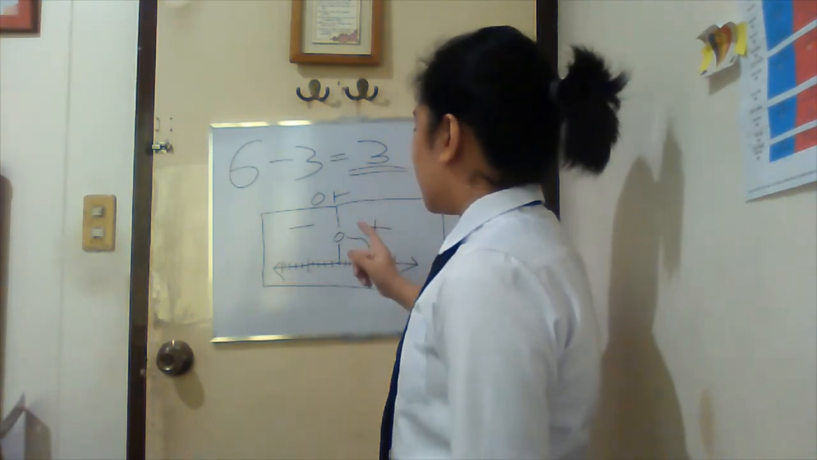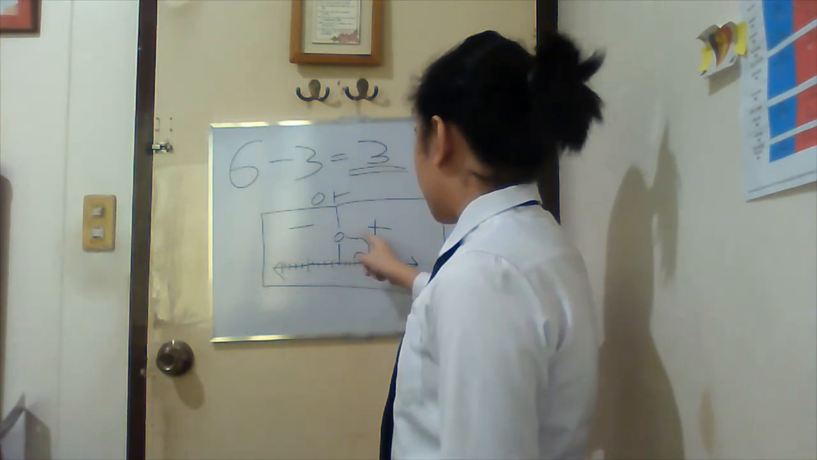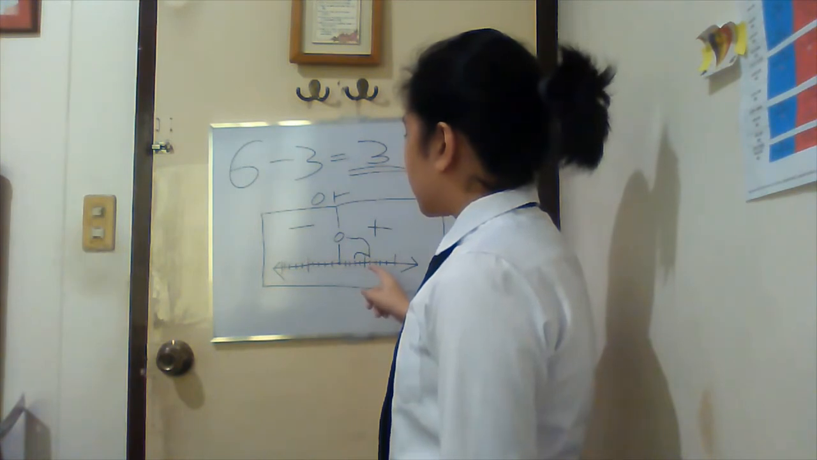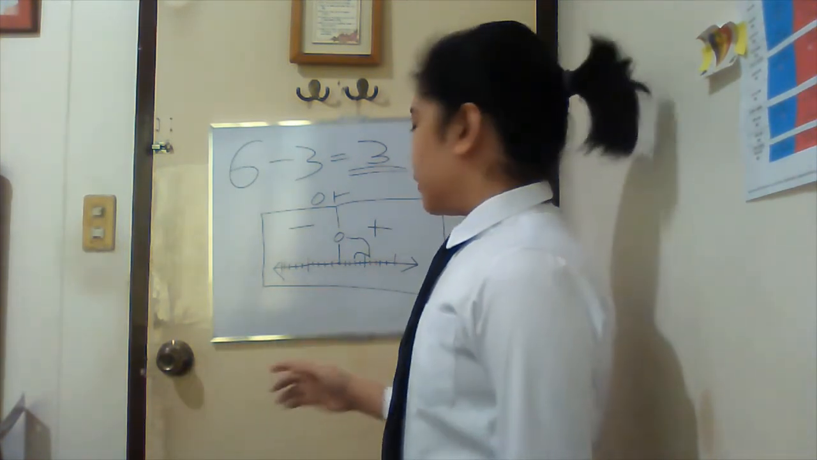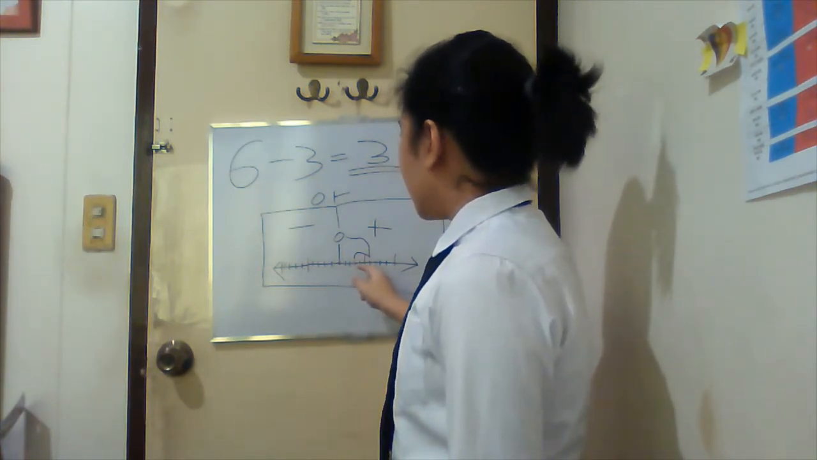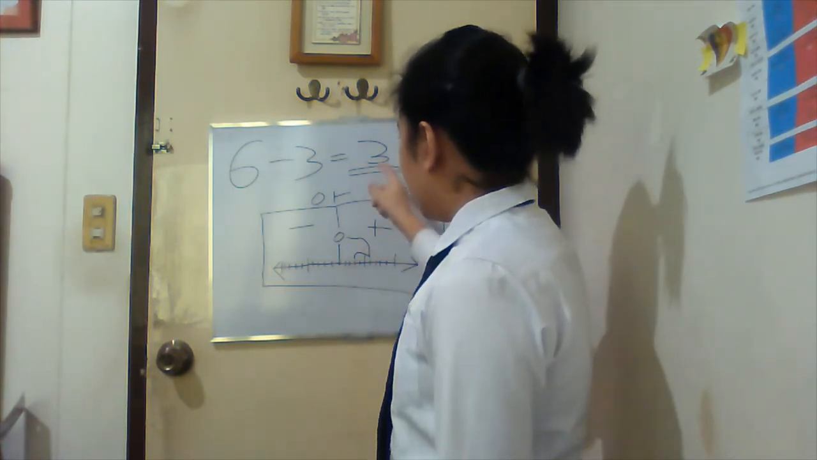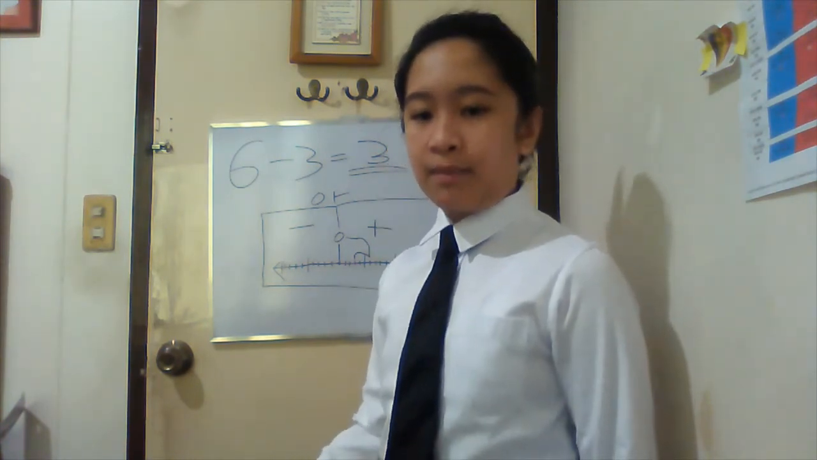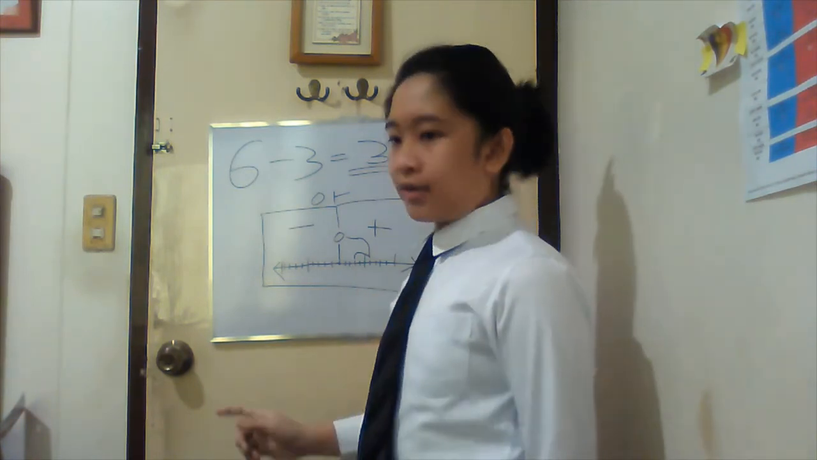So let us start from 0 going to 6. 1, 2, 3, 4, 5, 6. So let's do here. And then, since we are going to subtract 3 from 6, we have to go back 3. So 1, 2, 3. So now we are on 3. So since this is 3 and this is 3, which means both of these are the same, this is an easy and accurate technique.